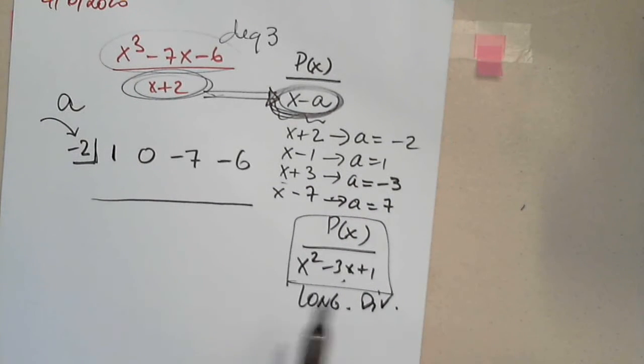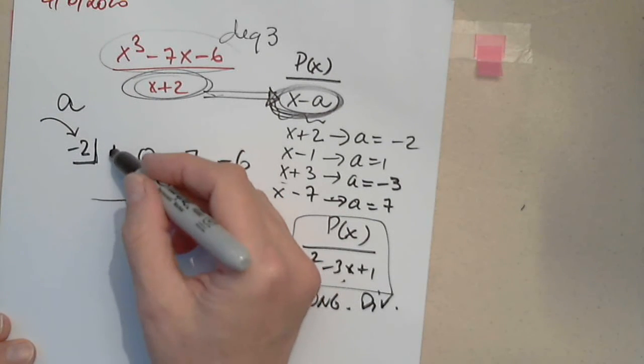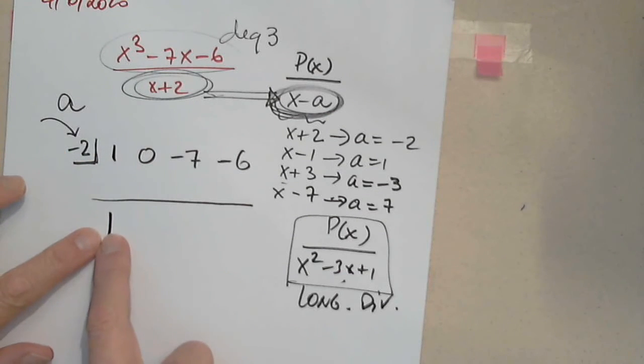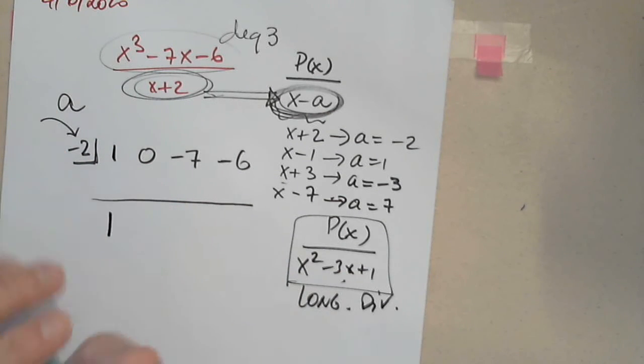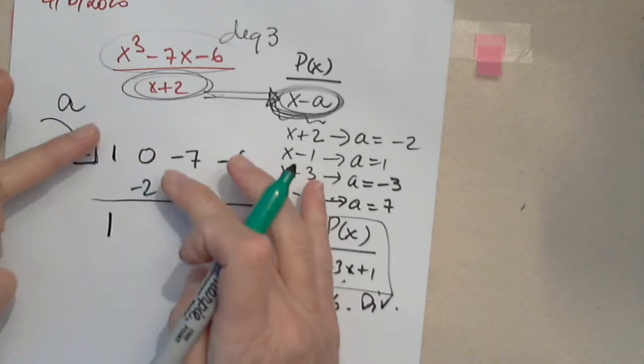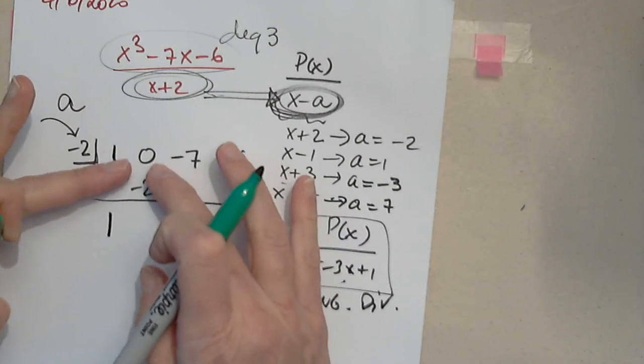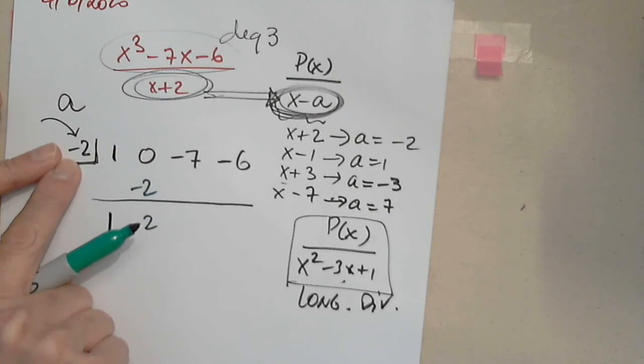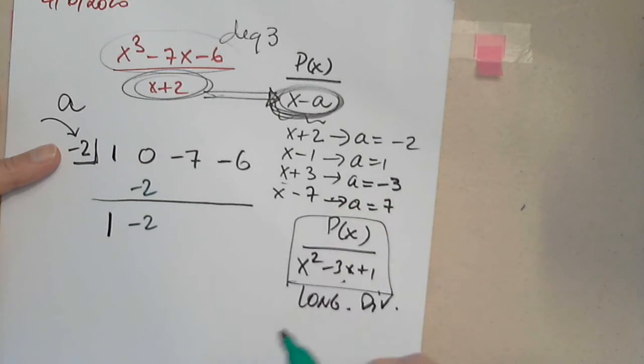Okay, so let's start the algorithm. The leading coefficient always gets copied. And here's what happens next. Negative 2 gets multiplied by 1, and the answer is written here. I perform the operations I see. 0 minus 2 is negative 2. I continue in the same way till I'm exhausting all coefficients.